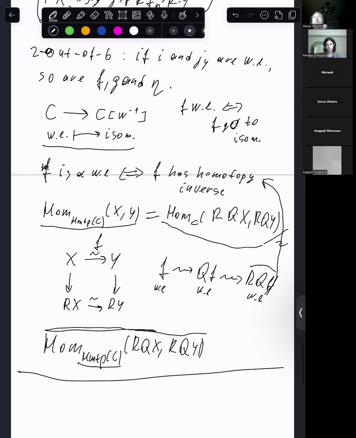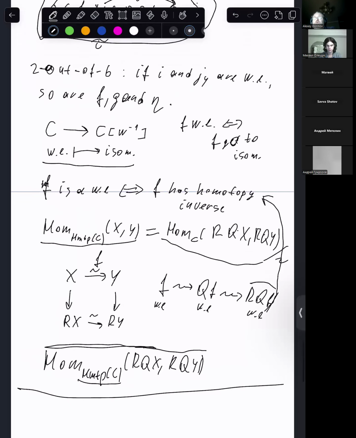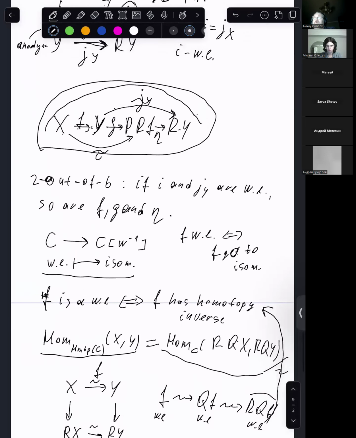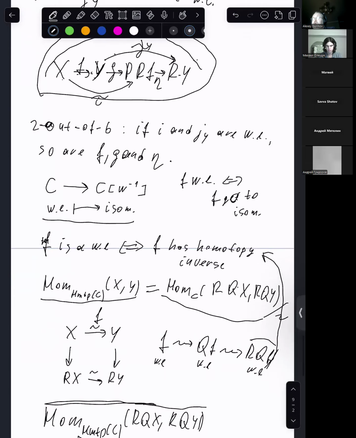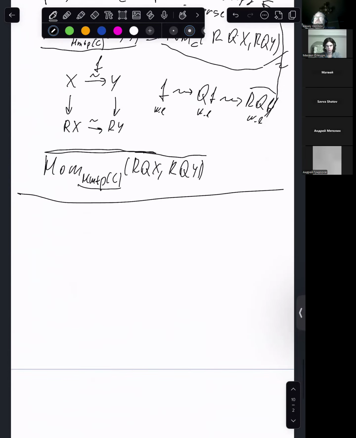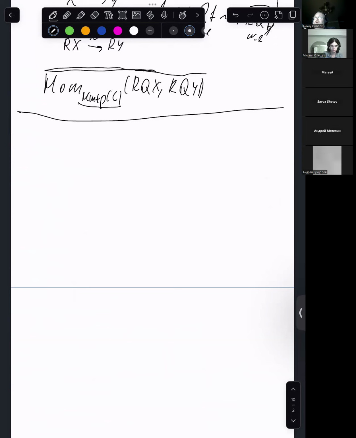And now we want to apply what we've seen so far to the forgetful functor from CDJs to co-chain complexes, which we may assume positively or non-negatively graded.